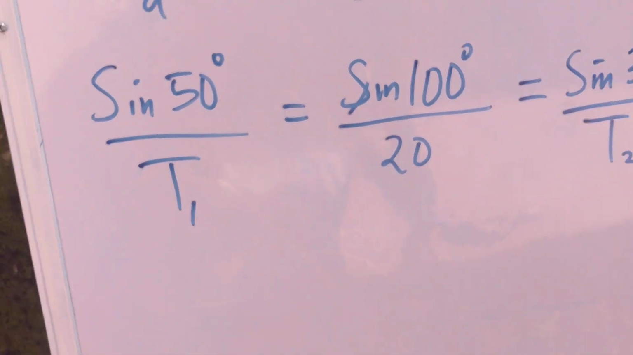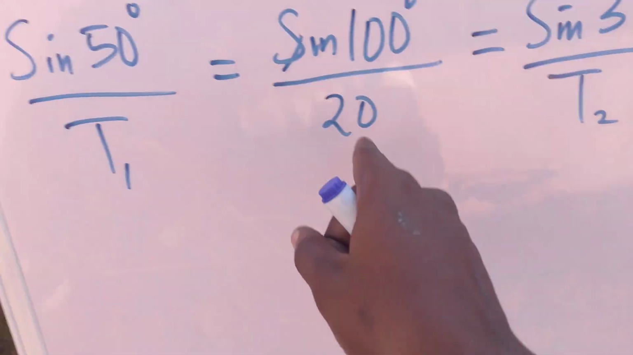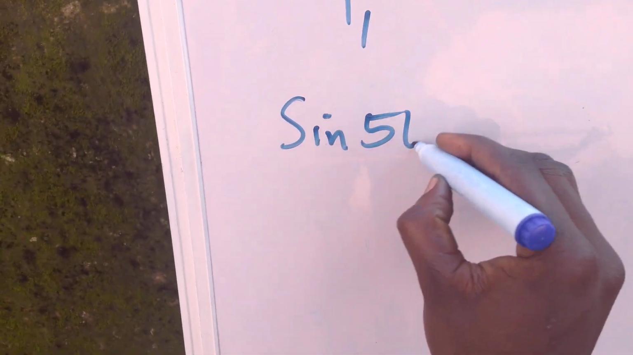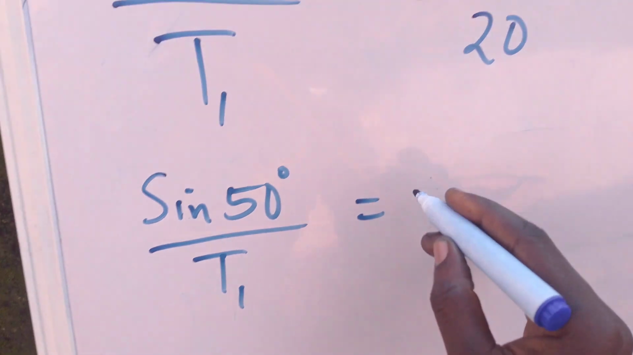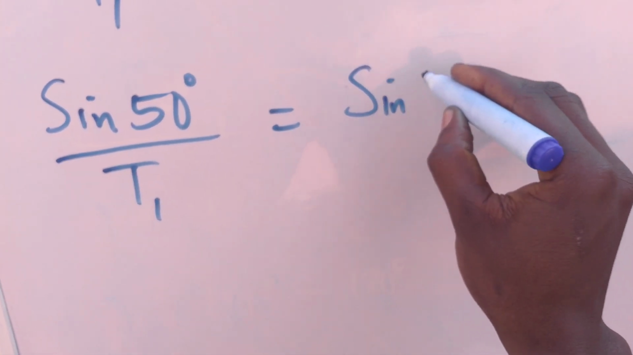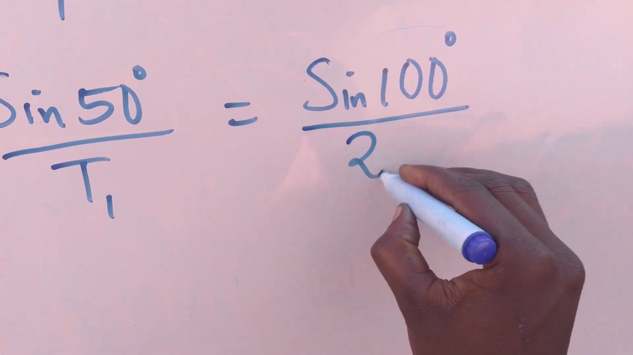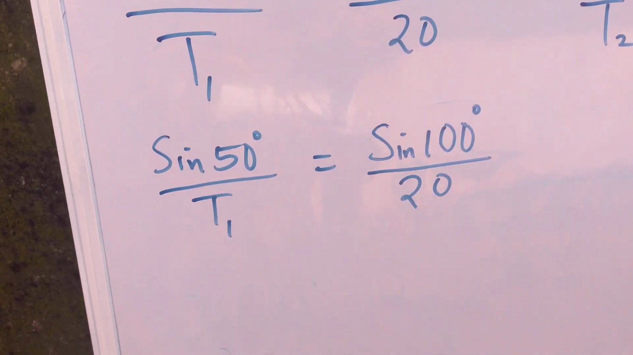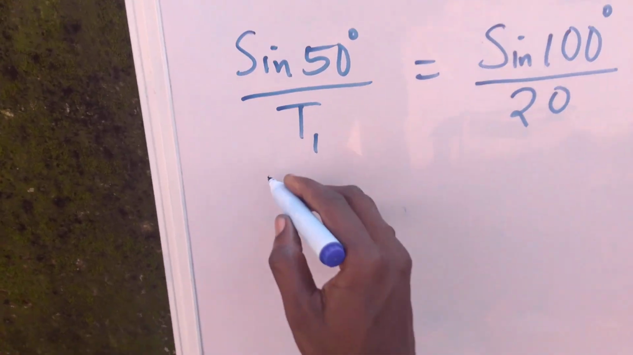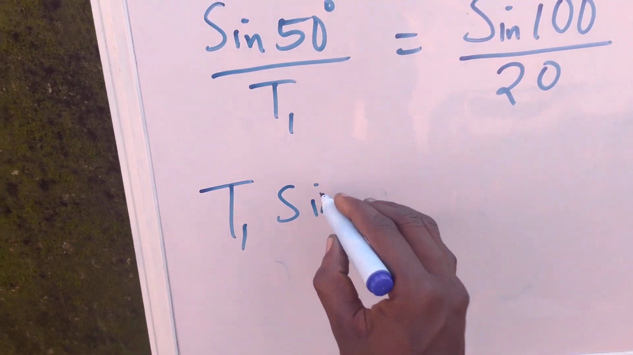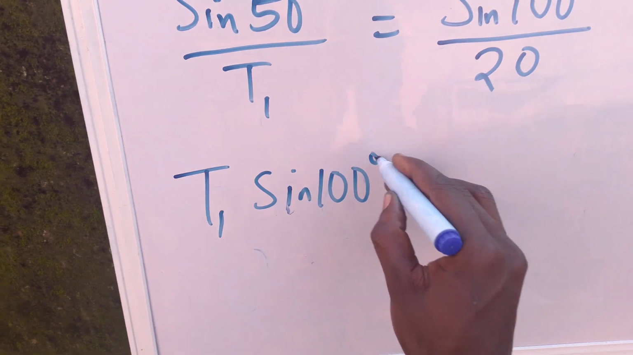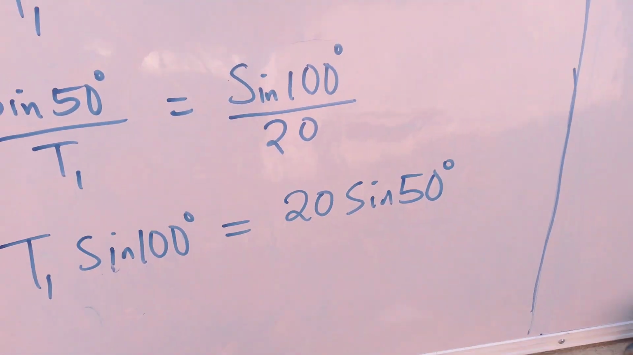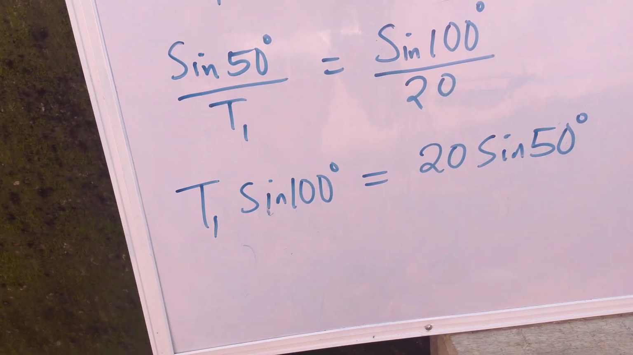So what then do you do? We'll compare this to this, and secondly we'll compare this to this. So let's do the comparison now. This is sine 50 degrees over tension T1 equals sine 100 degrees over 20. Then I can cross multiply. By cross multiplication, I'll have T1 sine 100 equals 20 sine 50 degrees. Then I can make T1 the subject of the formula.